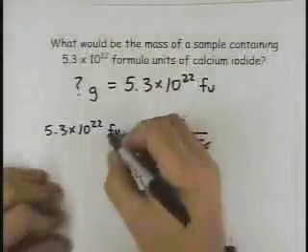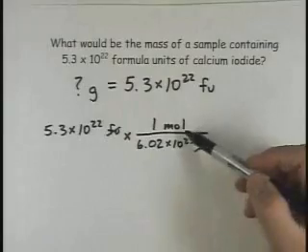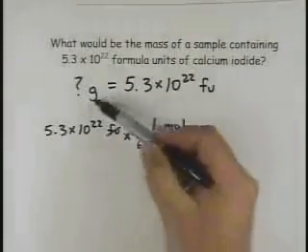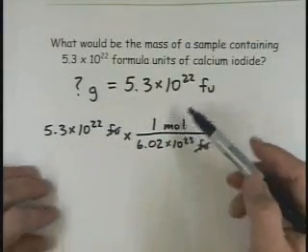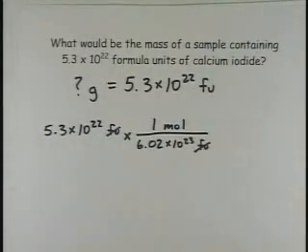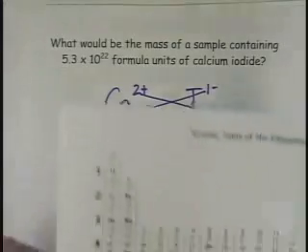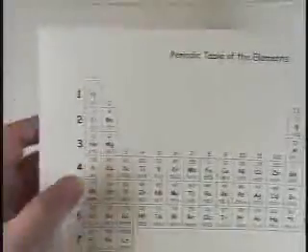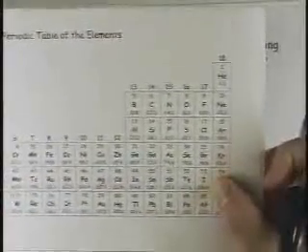The formula units cancel. But we're not done yet, since we're looking for grams. We need the relationship between grams and moles. So, we need to find the molar mass of calcium iodide. So going back to the formula and looking on the periodic table, calcium has a mass of 40.1 and iodine has a mass of 126.9.